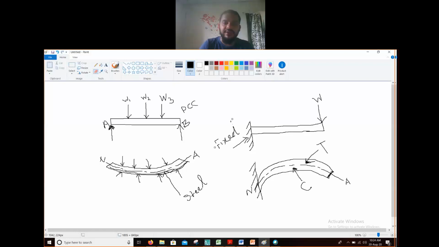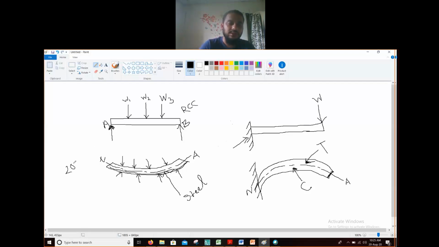This is the example I gave in the last class. See the first figure. Say you have a beam AB. This is concrete, made up of an RCC structure, not PCC. Say you have put three loads W1, W2 and W3 on this beam ten years back, in 2010. Now, after 10 years, it is 2020.